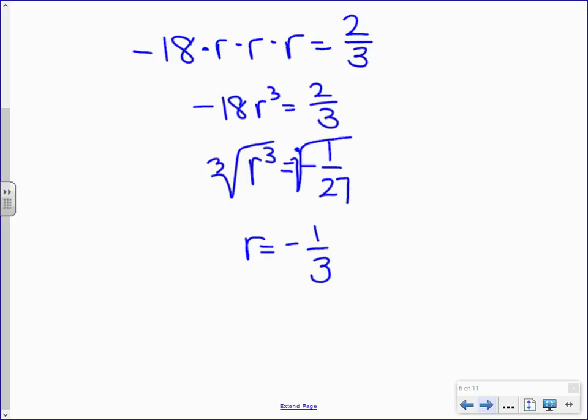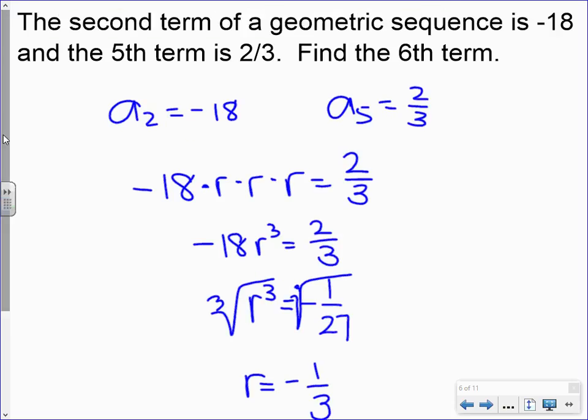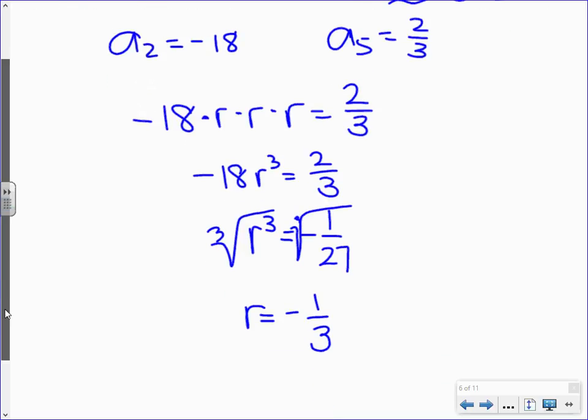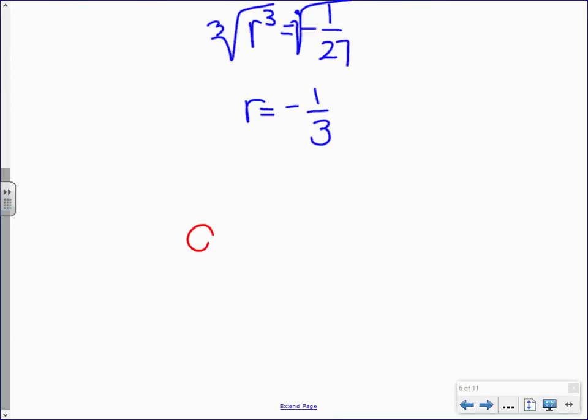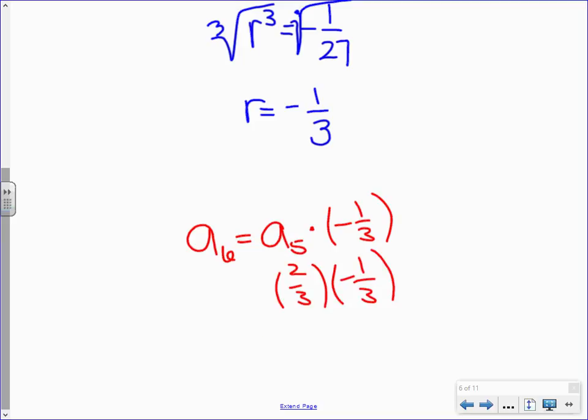So now what we need is the sixth term. Conveniently, we already know the fifth term. So how do we go from the fifth term to the sixth term? We can take 2/3 times negative 1/3, and our sixth term is negative 2/9.